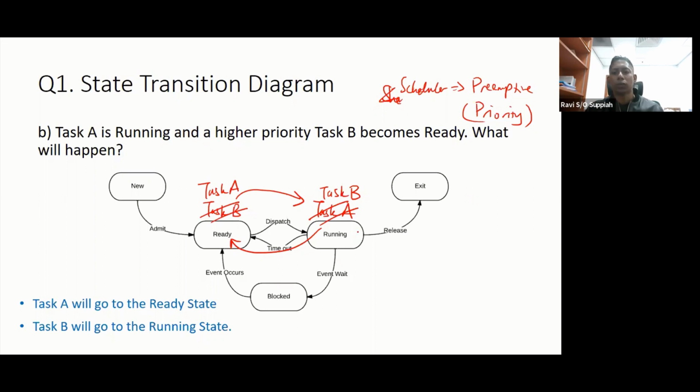Otherwise, something is wrong with the OS, because the OS's job is to make sure that somebody is running, and who is running? The highest priority in the ready queue. So that is the job of the OS. That's why I said the structure is important. You must understand how to create the structure so that everything is handled by the OS for us.